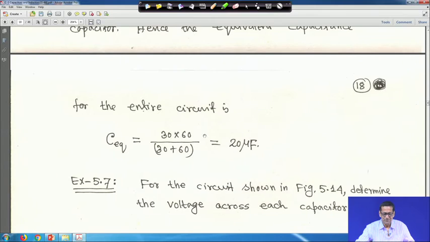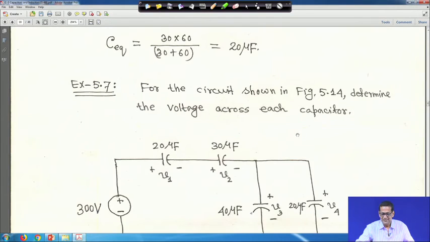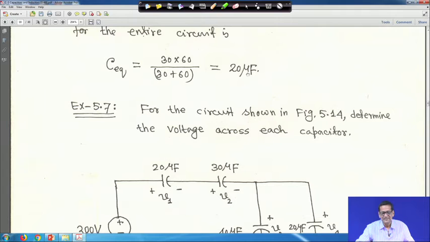Therefore, you have to again, series means it is like finding equivalent resistance in parallel. In the same way, for series one you have to do it for capacitor. So, 30 into 60 by 30 plus 60. So, 20 microfarad, right. So, this is the answer. Next one is another example.